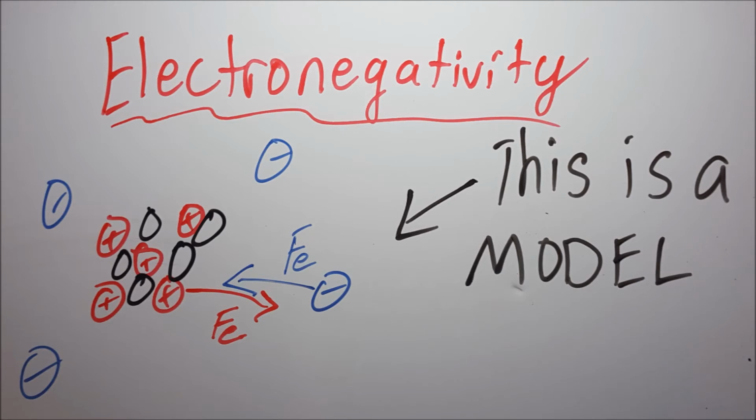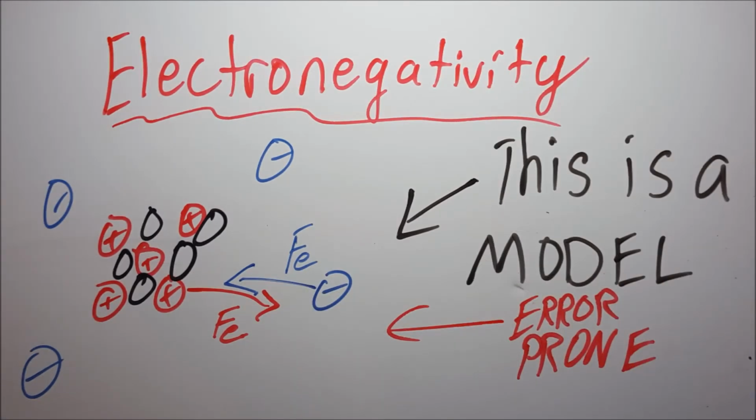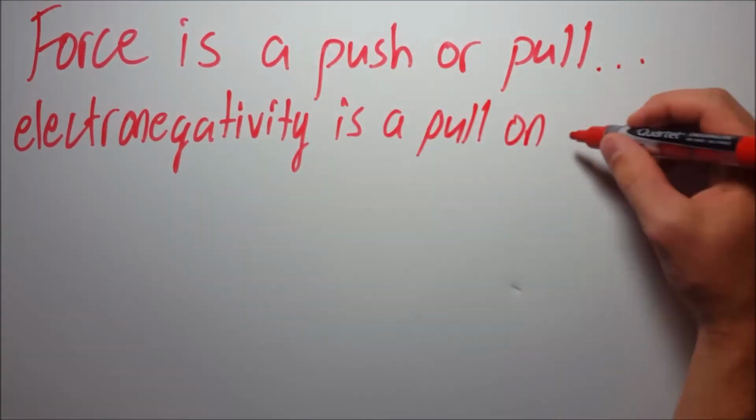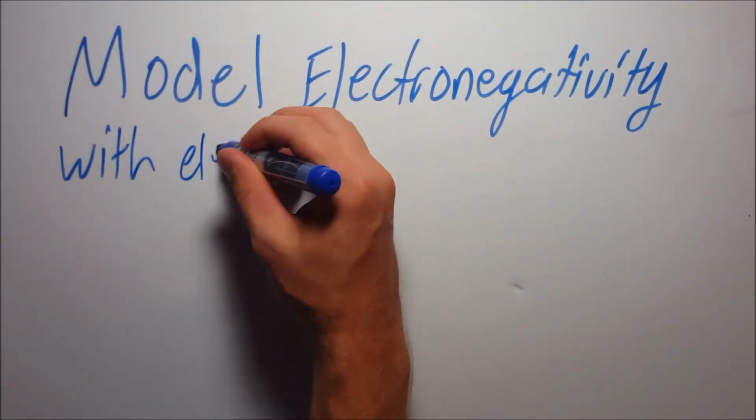If I was a quantum mechanician, I would be using a far more robust and accurate model to explain these trends. However, I am a student of general chemistry, so this model will suffice for my purposes based on my analysis of how my assumptions hold up to the real world. I know that a force is a push or a pull, and I know that electronegativity is a pull of sorts on the electrons. So I will model electronegativity using electrostatic force.